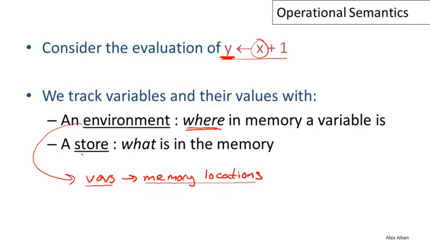And then, in addition, we're going to need a store, and that's going to tell us what is in the memory. So just knowing the location for a variable isn't quite enough. If we know the location for x, for example, well, that's important because that's where we're going to get the value of x, but we also have to know exactly what value is stored there. And so a store is going to be a mapping from memory locations to values. These are the values that are actually stored in the memory. So it's two levels of mapping. We associate with each variable a memory location, and then each memory location will have a value in it.